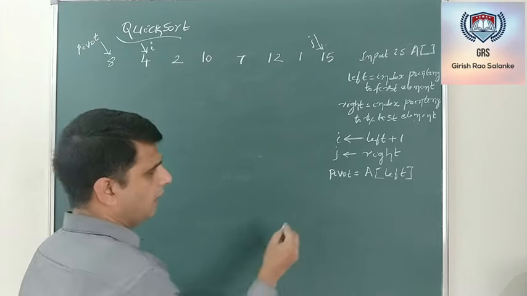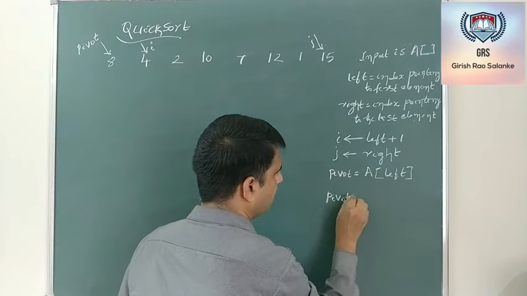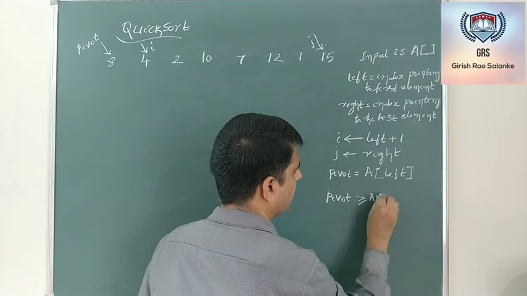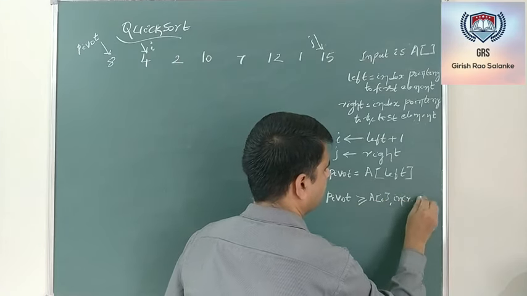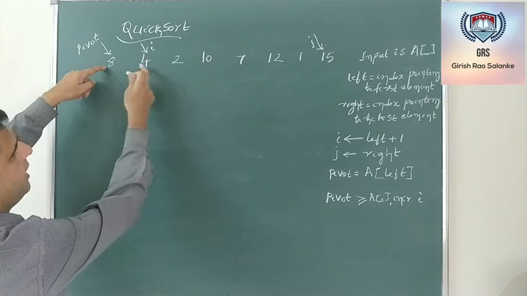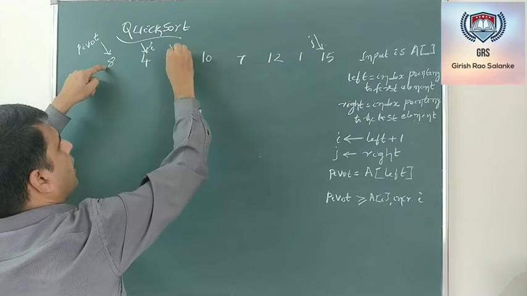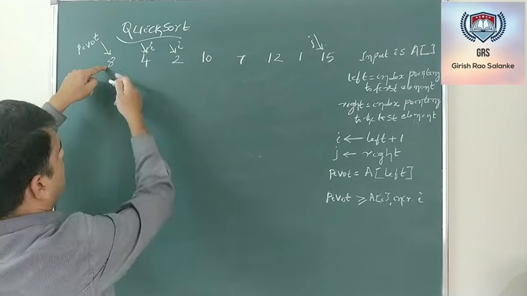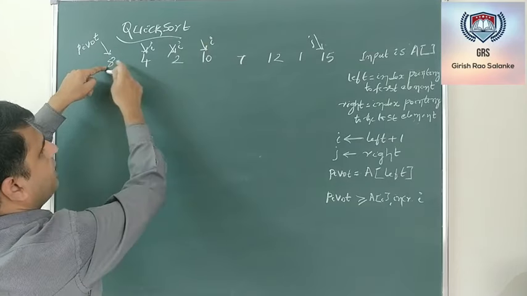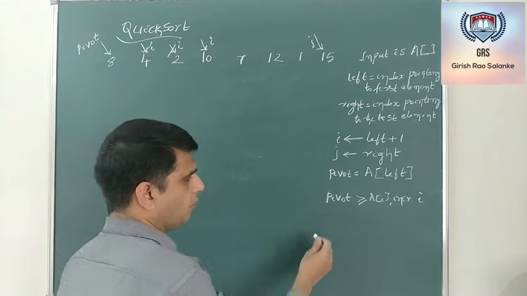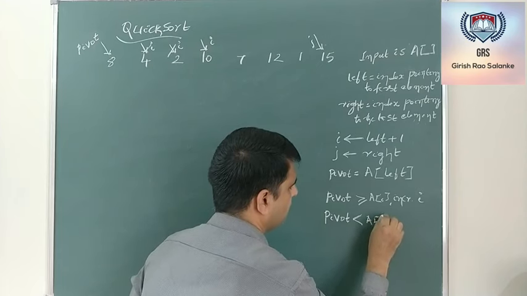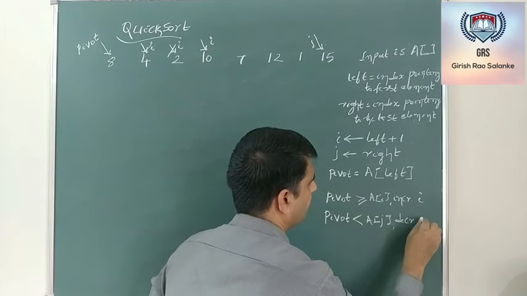Now, what we are supposed to do is compare the pivot element. If the pivot element is greater than or equal to A of I, increment I. Just keep incrementing I. Now, what is the pivot element? The pivot element is 8. Is 8 greater than 4? Yes. Increment your I. This became your I. Next, 8 greater than 2? Yes. Increment your I. I is here. 8 greater than 10? False. Now check for one more condition. If the pivot element is less than A of j, decrement j.